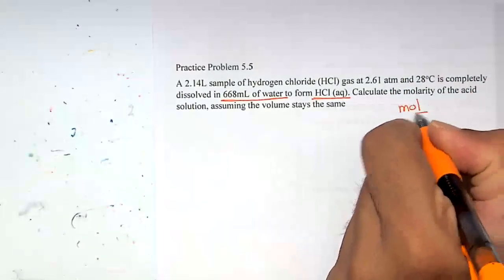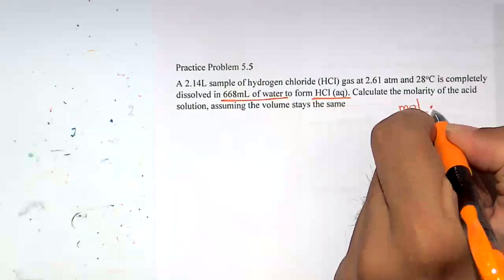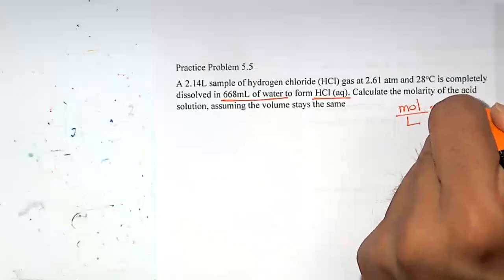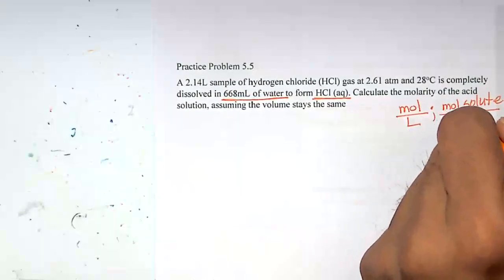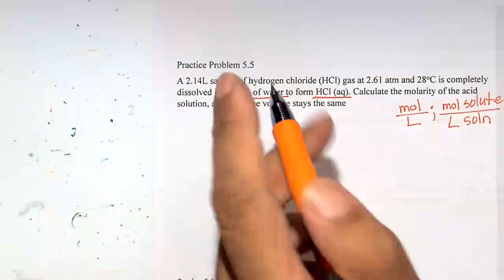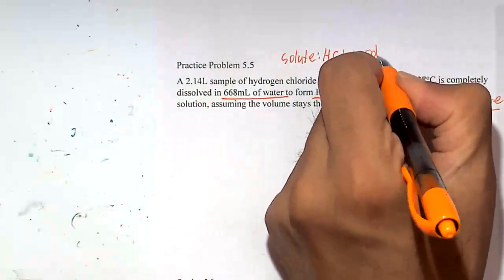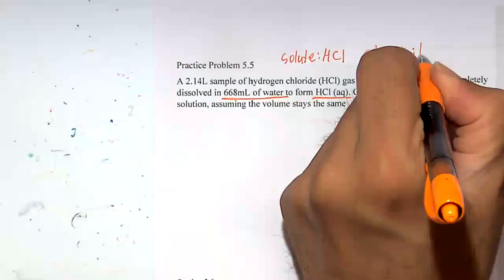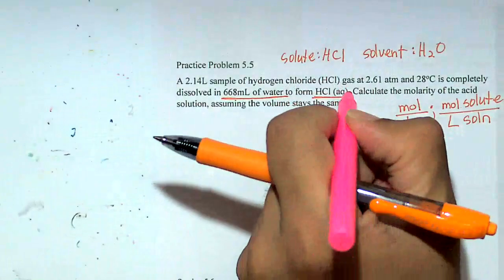So on our exam, we should know that molarity is moles over liter. Okay, more specifically, it's moles of solute over liters of solution. So our solute here is going to be hydrogen chloride. Our solvent is going to be water. Why is our solvent water? Because of the aqueous.